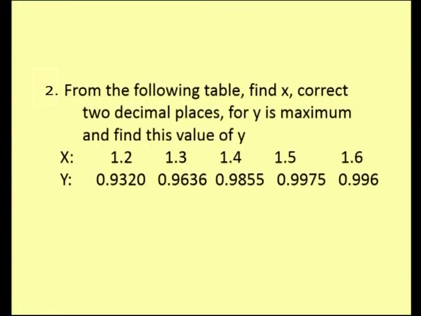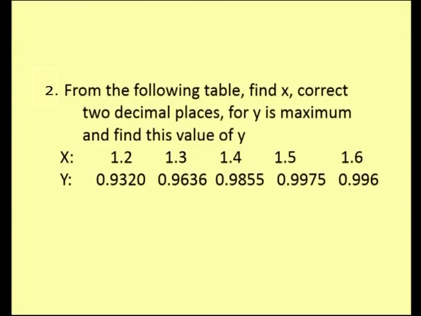From the following table, find x corrected to 2 decimal places for which y is maximum, and also find the maximum value of y. The x values are given from 1.2 to 1.6, and the y values are given as 0.9320, 0.9636, 0.9855, 0.9975 and 0.996.